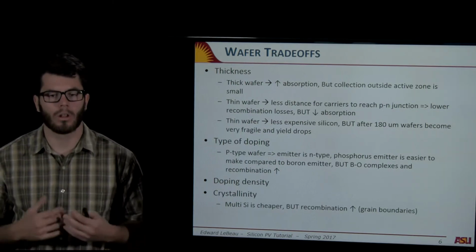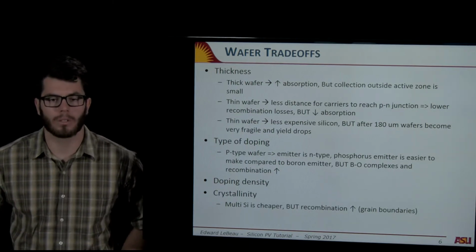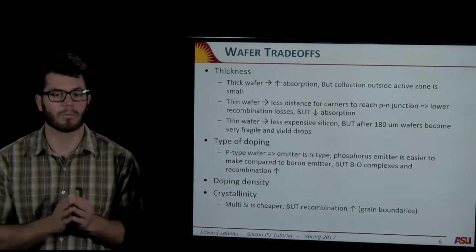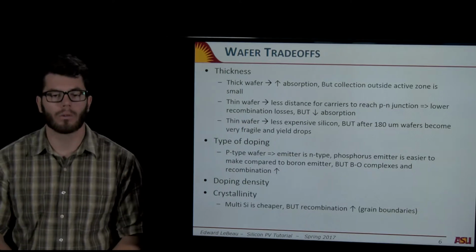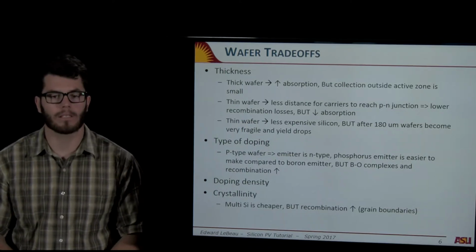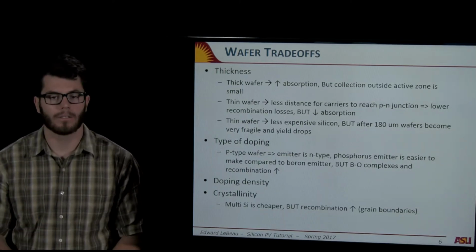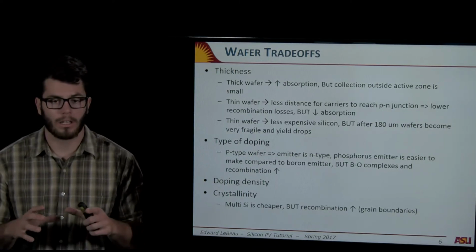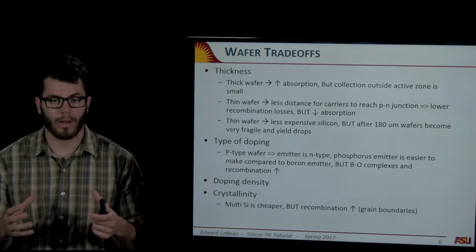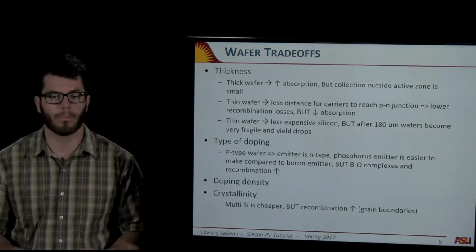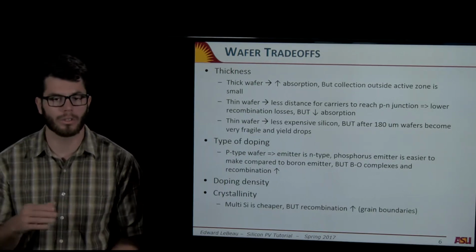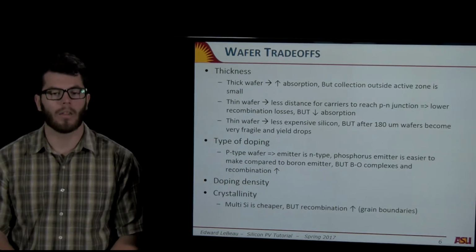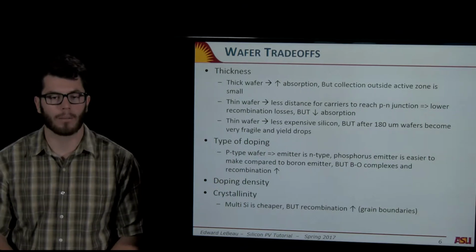Then we'll look into the doping. There's 2 major types of doping, P-type and N-type. One is doped with phosphorus, one is doped with boron. Generally, wafers come P-type because it's easier to make an N-type emitter. It's easier to make a P-type bulk because it's already melted down, and you add in the appropriate chemicals to get P-type. But when you're making an emitter, it's a lot easier if you just diffuse phosphorus into it. So generally wafers come as P-type. And then we'll touch on the doping density when we talk about the emitter.